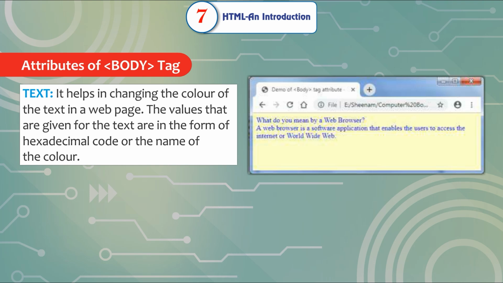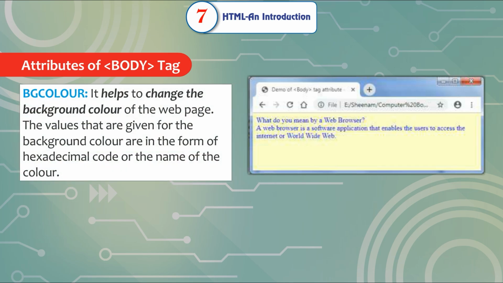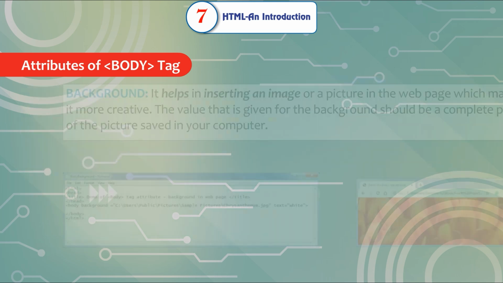Text. It helps in changing the color of the text in a web page. The values that are given for the text are in the form of hexadecimal code or the name of the color. Syntax: <body text=value>. Bgcolor. It helps to change the background color of the web page. The values that are given for the background color are in the form of hexadecimal code or the name of the color. Syntax: <body bgcolor=yellow>.